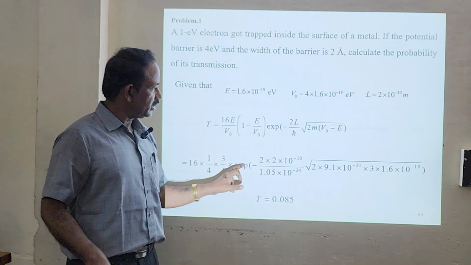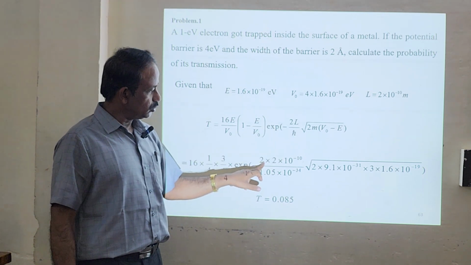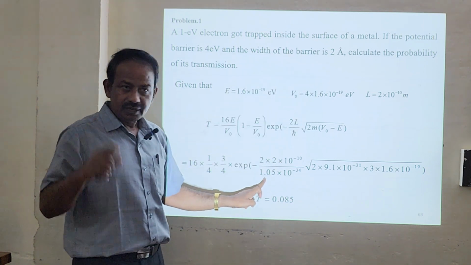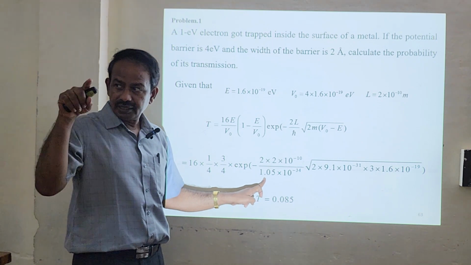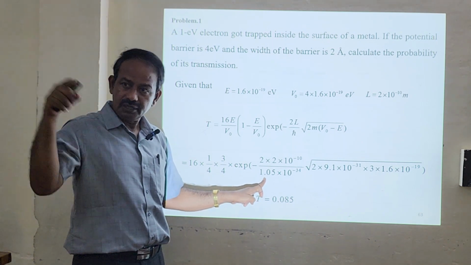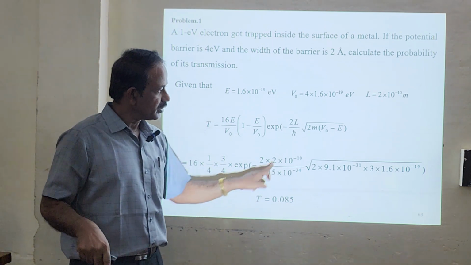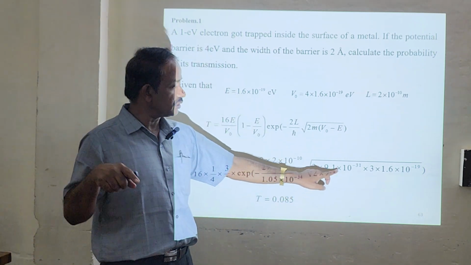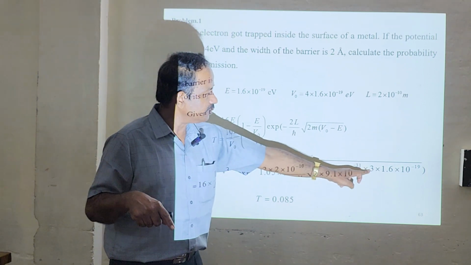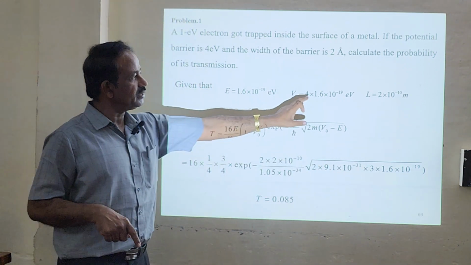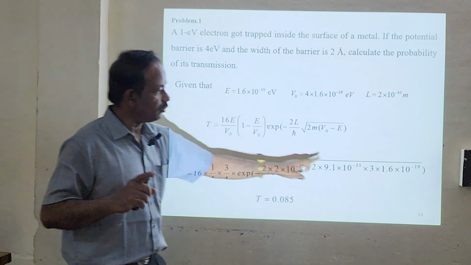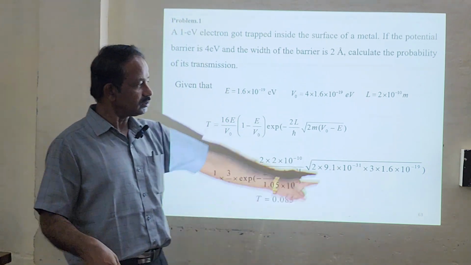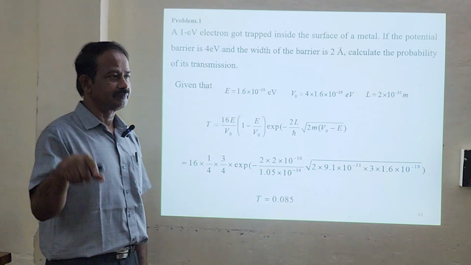The remaining term is e power minus 2L, where L is 2 × 10 power minus 10, divided by h bar. h bar equals h divided by 2 pi. h is 6.63 × 10 power minus 34 divided by 2 pi will give you this term, and the remaining term, 2 into this is for the electron. So mass of the electron is 9.1 × 10 power minus 31 kg, and the remaining term will be V naught minus E. V naught minus E is 4 minus 1, so 4 minus 1 is 3. V naught minus E in terms of electron volt, so it's written as 1.6 × 10 to the power minus 19.